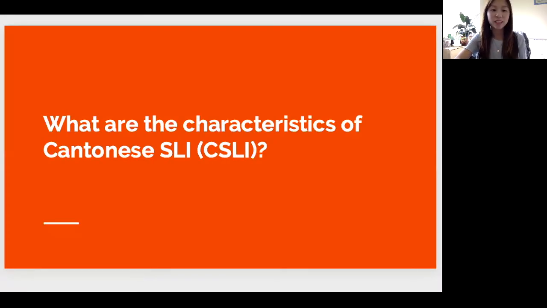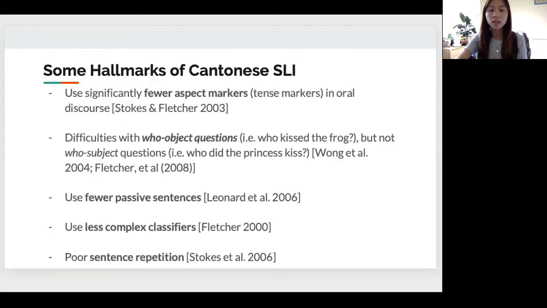We're going to jump right into the characteristics of Cantonese speech-language impairment. Some hallmarks of Cantonese SLI include using significantly fewer aspect markers in oral discourse, which is dropping the bound morpheme, difficulties with understanding who object questions, which is when questions are not asked through the subject's perspective. Children with SLI seem to have fewer passive sentences and less complex classifiers. Their working memory seems to be poor, and they also struggle in sentence repetition tasks.